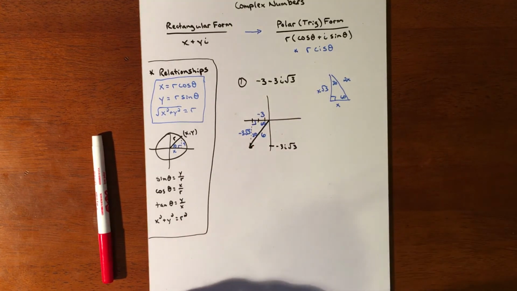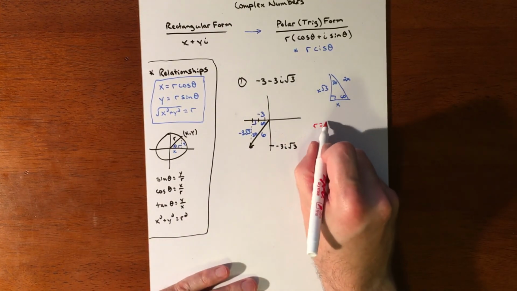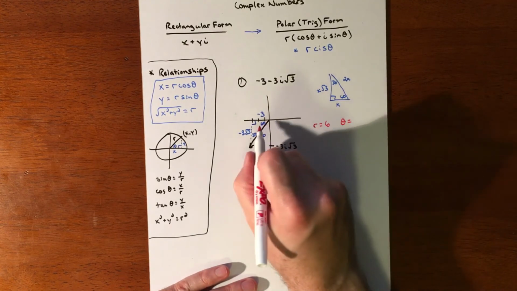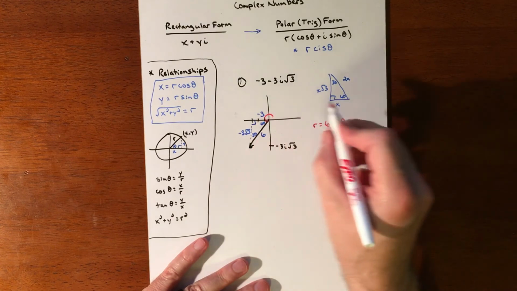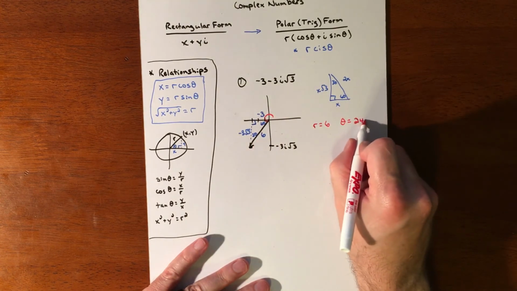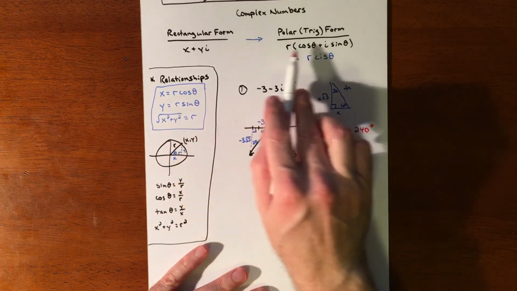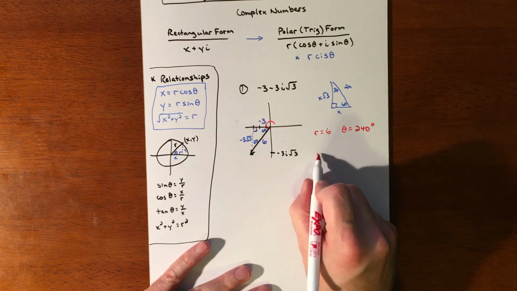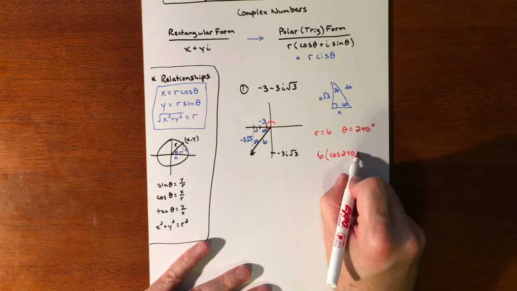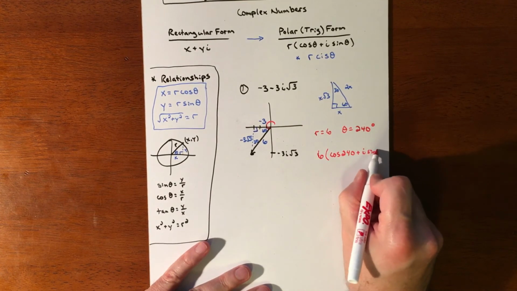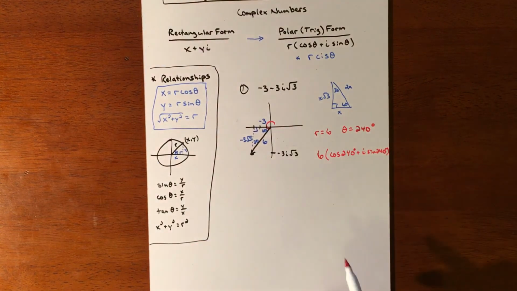And the reason I need all that information is because we need the r value. The r value is 6. We need our angle. Our reference angle is 60, but all the way around is going to be 180 plus the 60, which is going to be 240. So that's everything I need. So if I'm going to write it from here to here, all I'm going to write is 6 cosine 240 plus i sine 240. And that is our polar trig version of it.